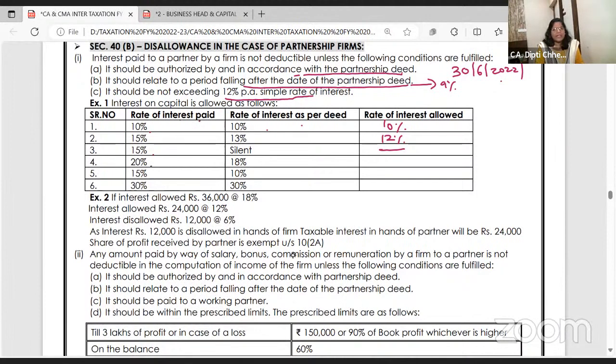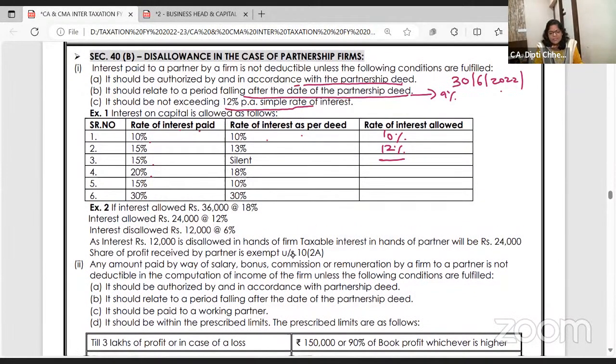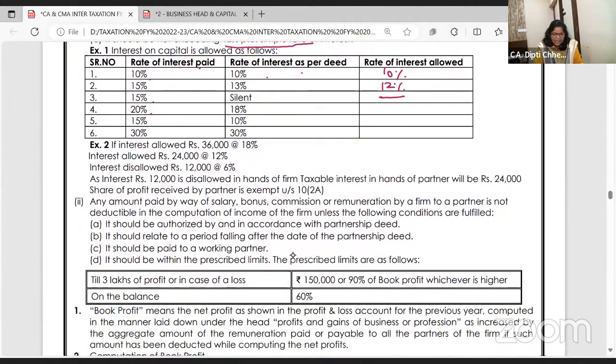Interest is paid at 20% in the partnership deed. See, in the regular class, I explain everything, I give 5 minutes time. Let's do it yourself, and then I ask one student each to say the answer. Yes, Shruti you say, Sandhya you say, like this I ask. But here it is not possible, so I am explaining. Pause the video and take down. It's a very nice example. Those who want to order for the Sarathi batch, this is a material, I think, of around how many pages?